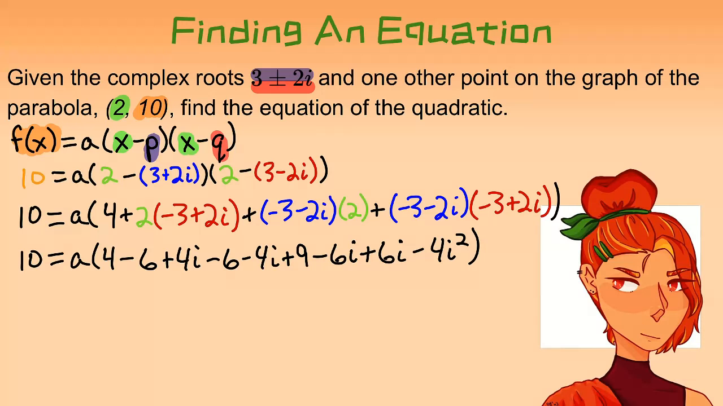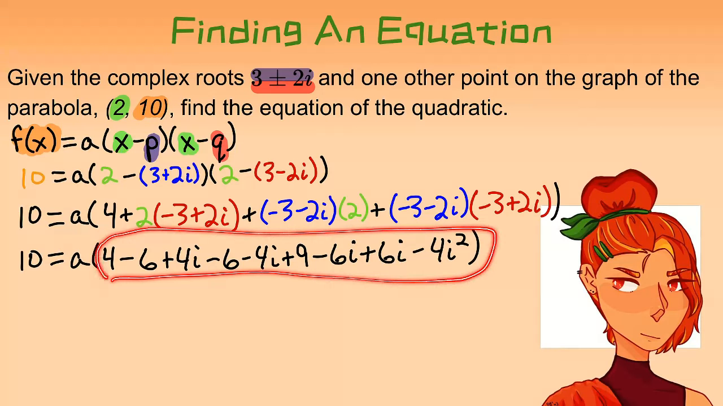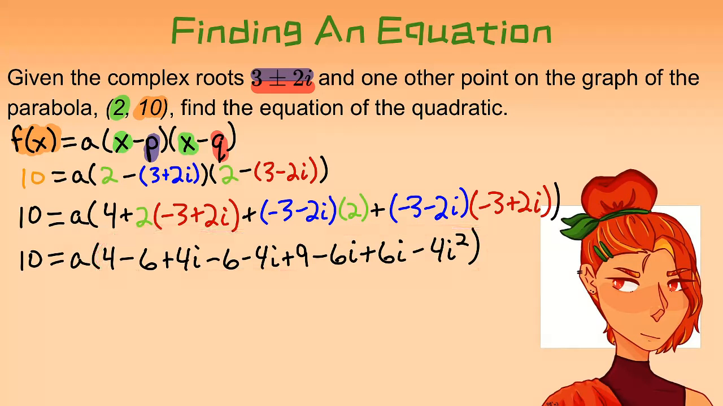Now, does anyone see something nice? What's nice in here? There really is something nice. What happens with those? They cancel. What happens with these? Those cancel. And we remember that i squared is a negative 1. So we're not going to have any i's left after this, which is great.